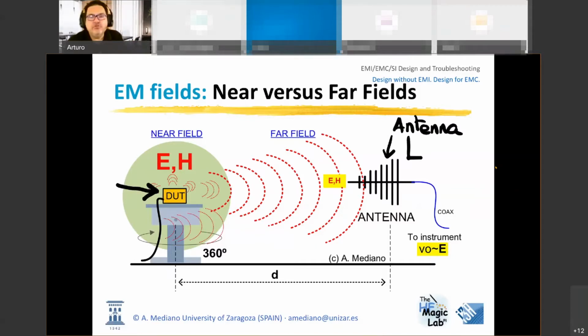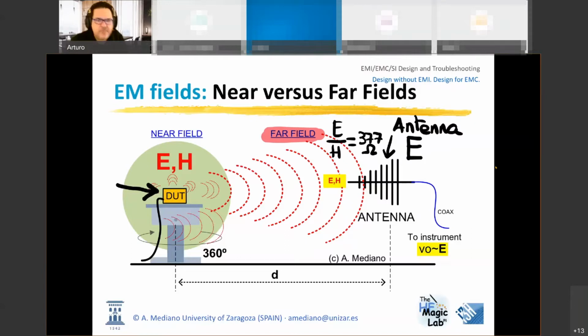Why am I not measuring magnetic field? Typically, antennas for magnetic field are loops or have the shape of a loop. It is because in the far field, in this area here, the ratio between the electric and the magnetic field is known and constant. And this is 377 ohms. If you have the electric field, you can calculate the magnetic field. And that is because this antenna is usually composed of rods. The rods are a typical antenna for electric field.